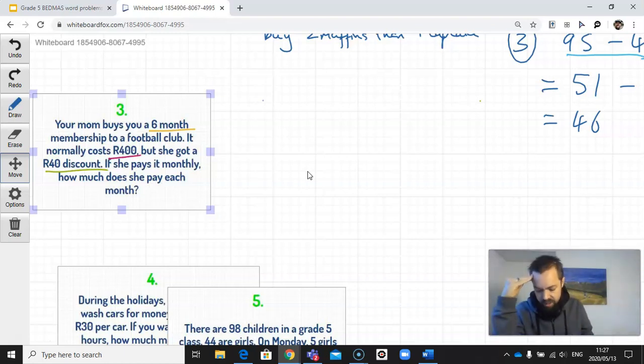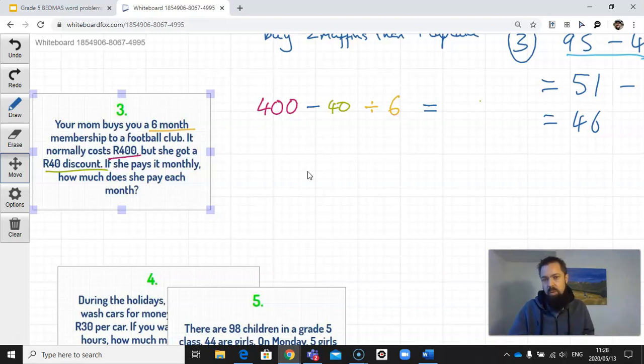Okay, so now we want to know, if she pays it monthly, how much does she pay per month? So she's going to take the whole amount and split it, or divide it, amongst those 6 months. So first of all, we're going to have to work out how much she paid. It normally cost 400, but she got 40 Rand off. So we're going to minus that 40 Rand. And then we're going to divide it by 6 to share it out amongst those 6 months.